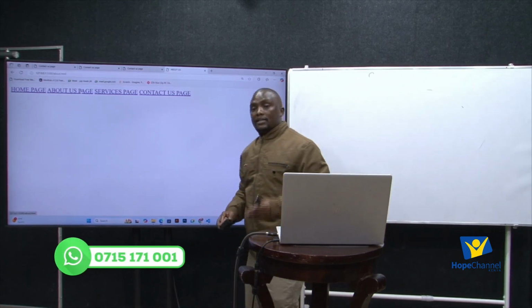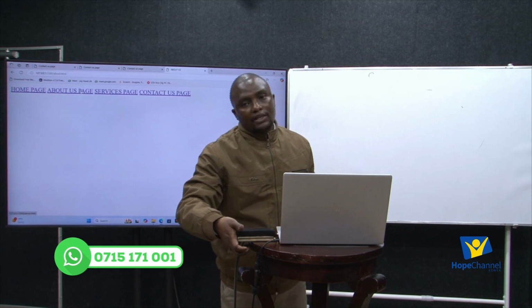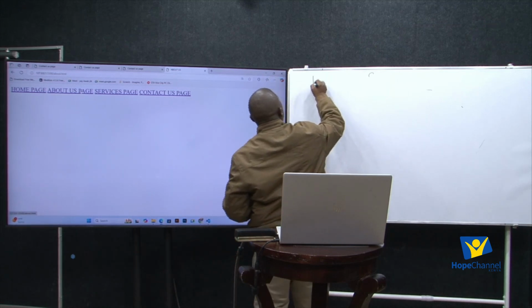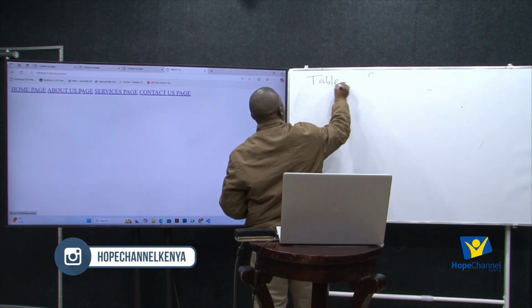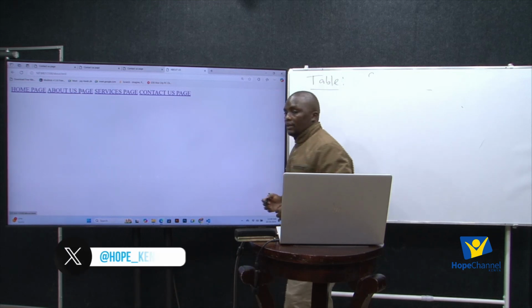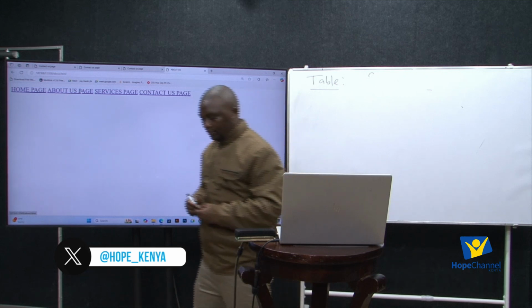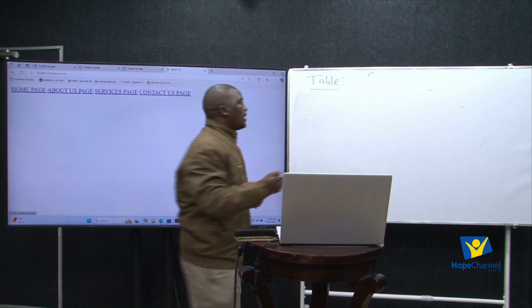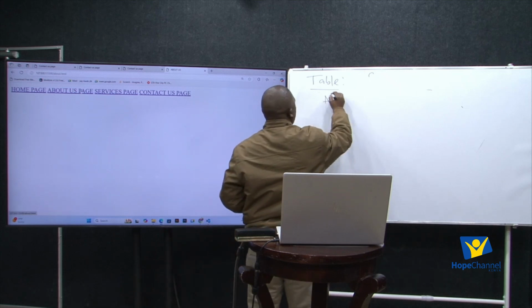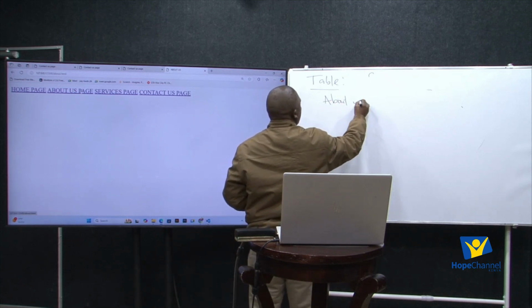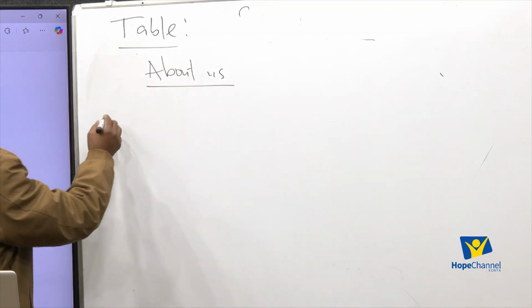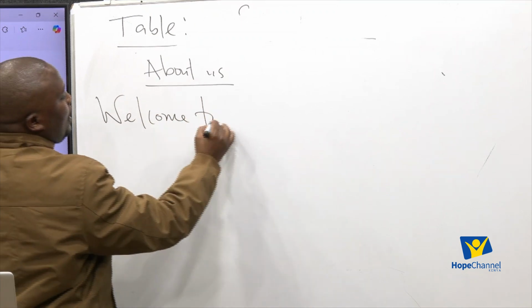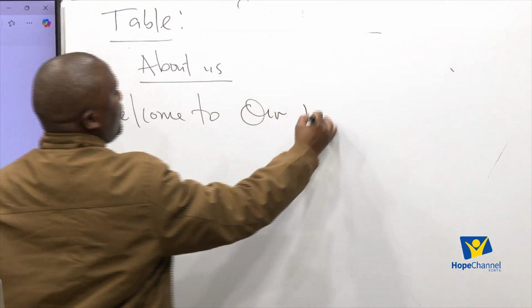We can present the content to our viewers in several ways. So the first important way is using a table, and that brings us to HTML tables. So we want in the about us page to have something like this: welcome to our website.